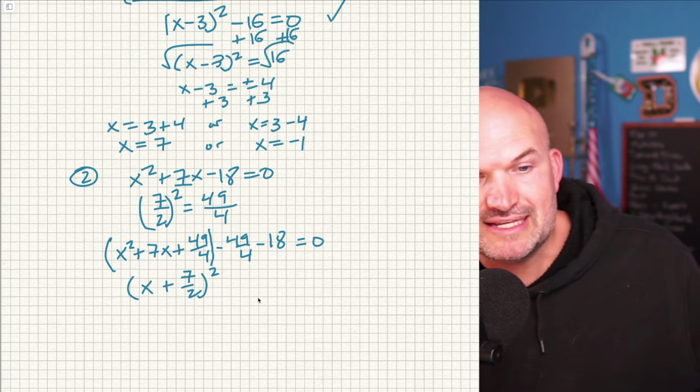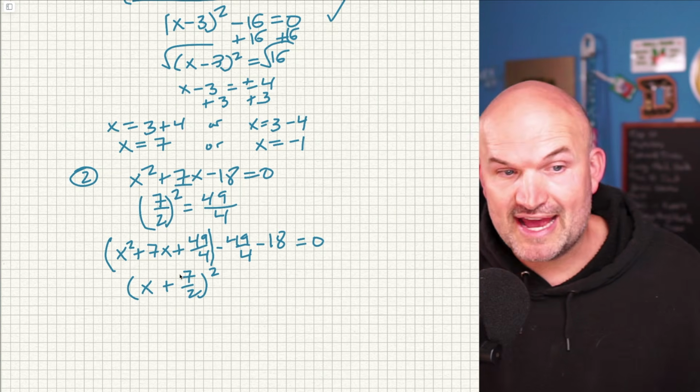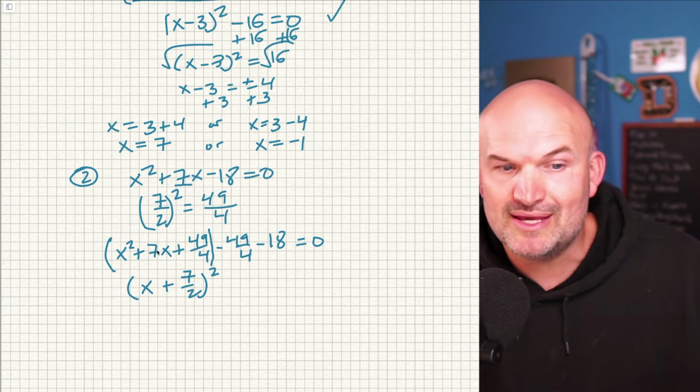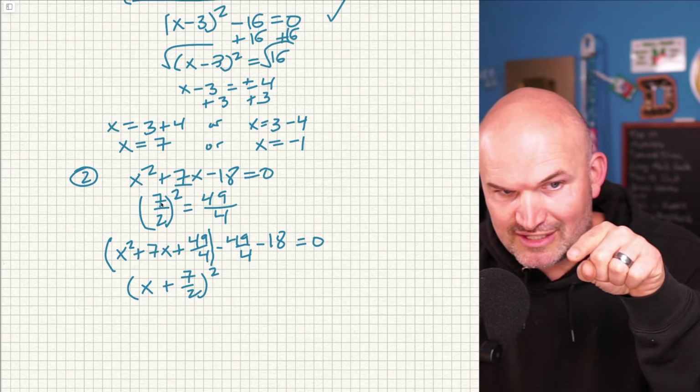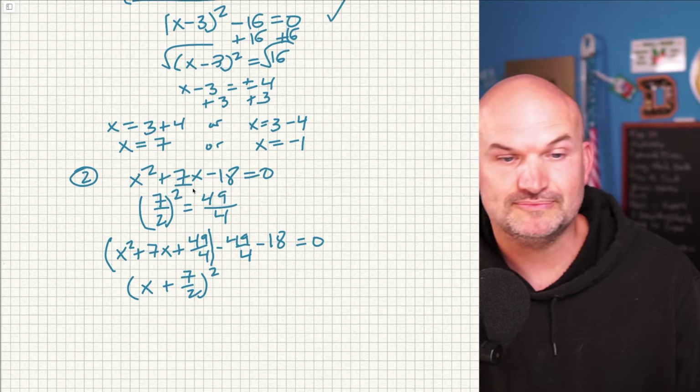Now again, we can check this out. 7/2 times 7/2 is 49/4. 7/2 plus 7/2 is 14/2, which simplifies down to 7. So if you want that trick, just always take this value, plug it in here, and then make sure you check if it should be positive or negative.